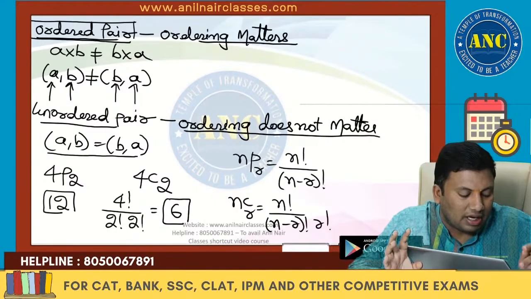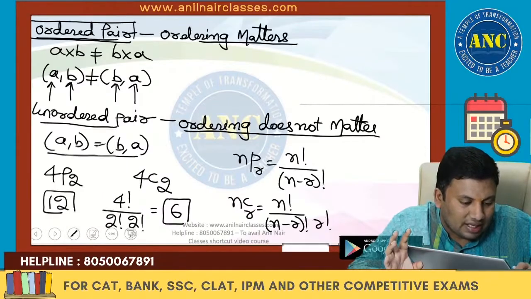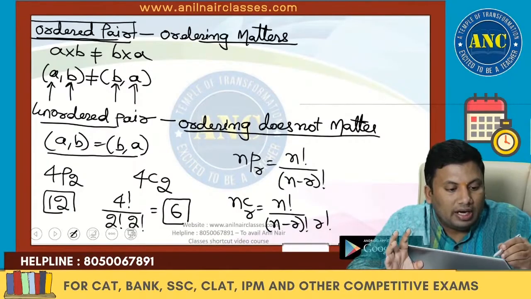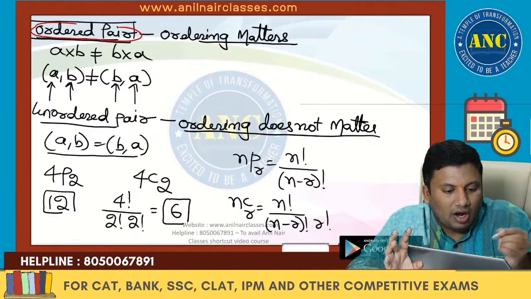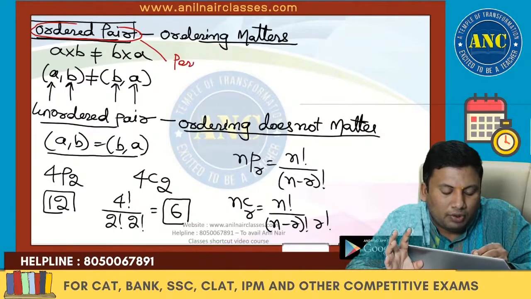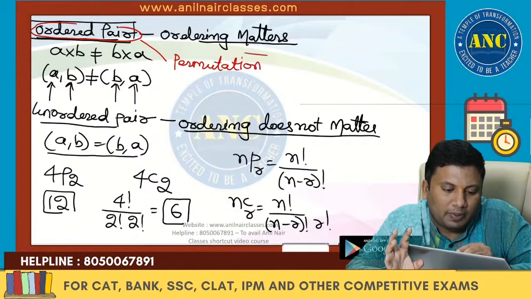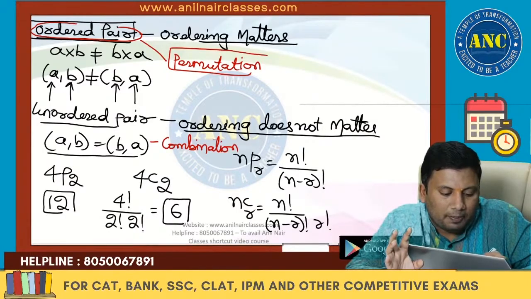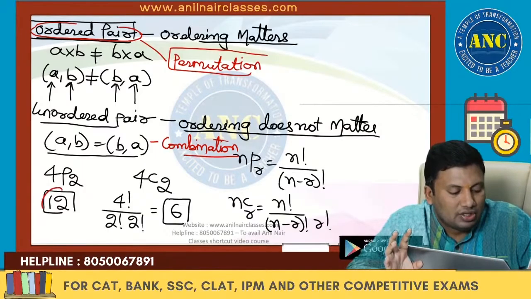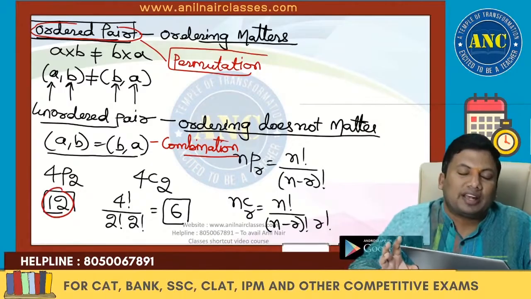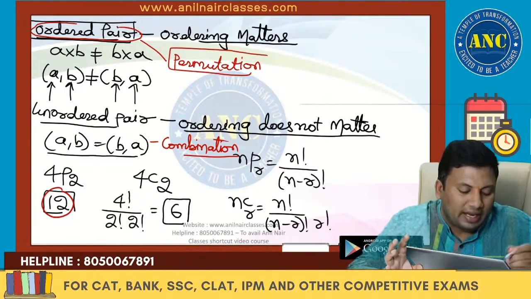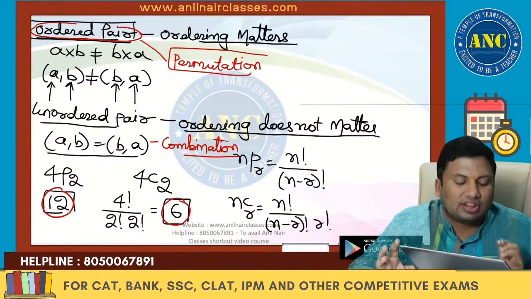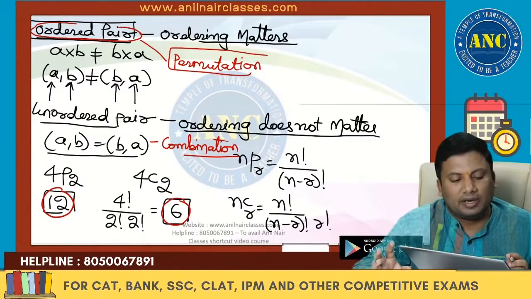Now that is what I said. Listen carefully, sir. Ordered pair is nothing but permutation. Unordered pair is nothing but combination. Suppose 12 is there. Half the cases are duplicated. So that is the reason it is nothing but 6.